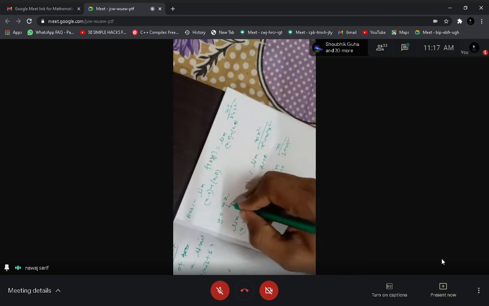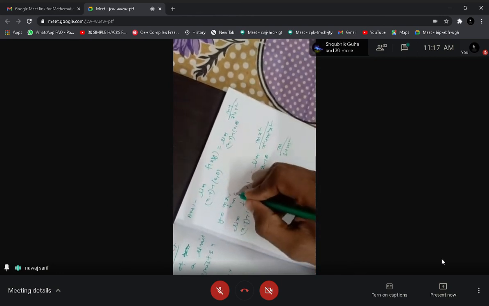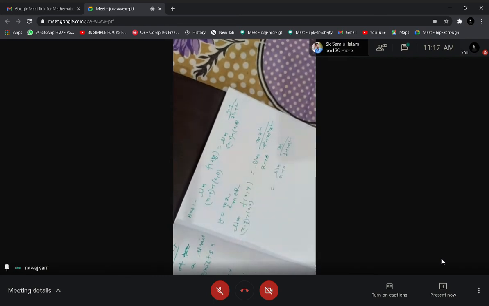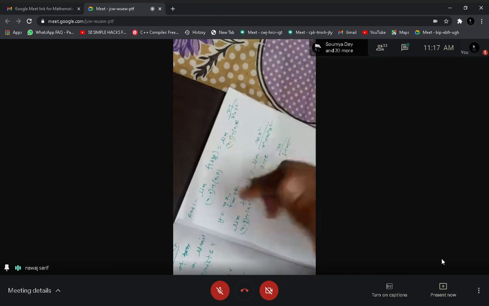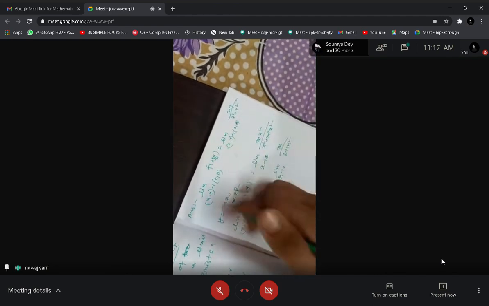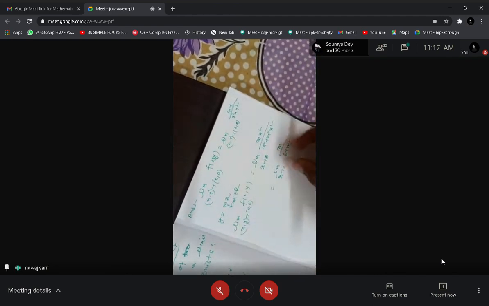And what is m? m is a variable, m is any real number. So you see that when you approach this function along the line y equals mx, then this limit is m by 1 plus m square. So when you change m, your limit will change. That means your limit is not unique.